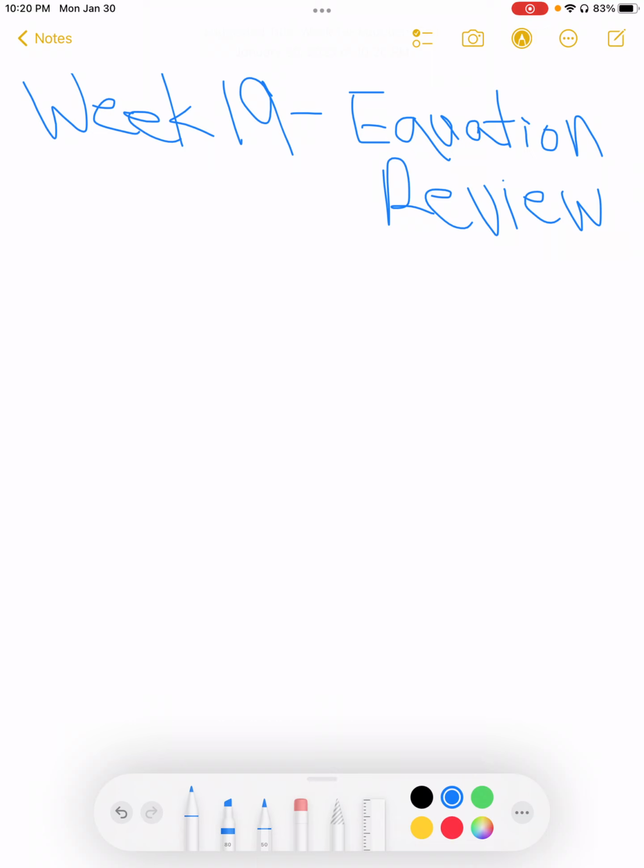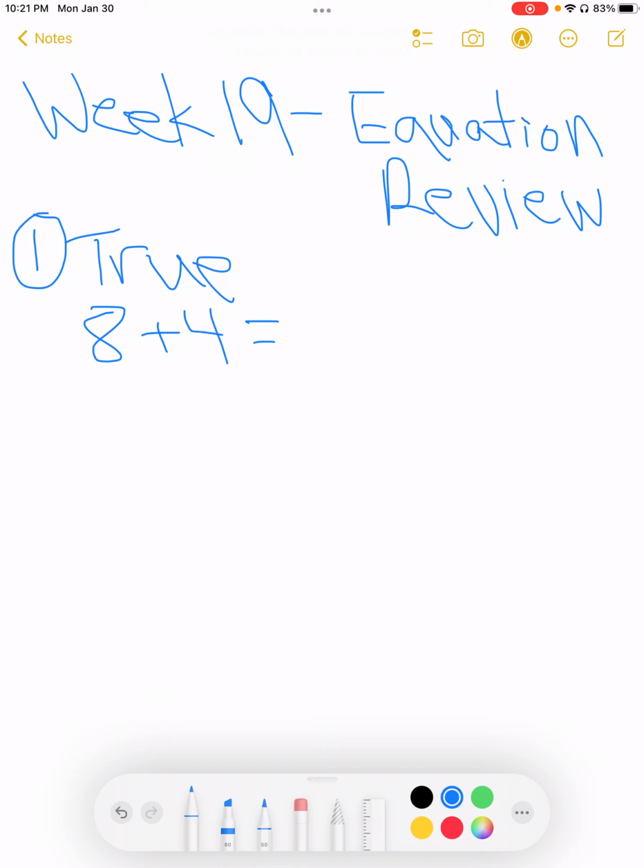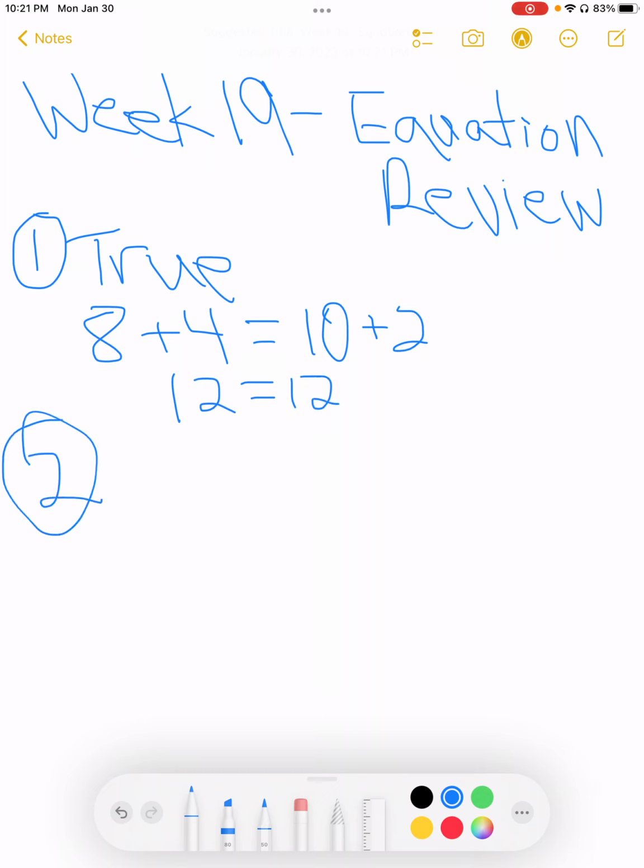true, false, conditional. So when we talk about true equations, this is the normal type we're used to. I have 8 plus 4, and then over here I have, I don't know, 10 plus 2. If I have that, then I have 12 equals 12, and that equation is true. Otherwise, I could have a false equation. Seems kind of dumb to have it in the first place, but I have a false equation.